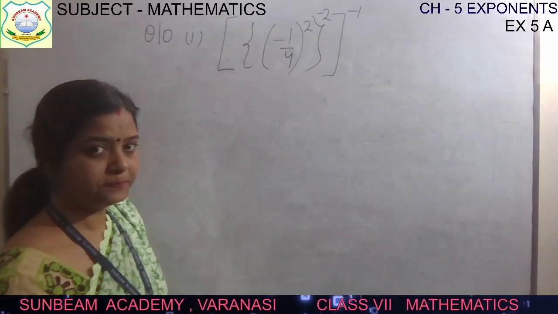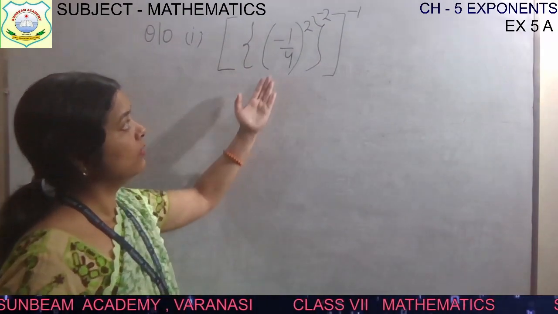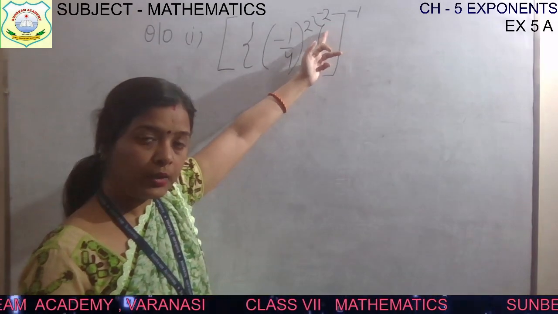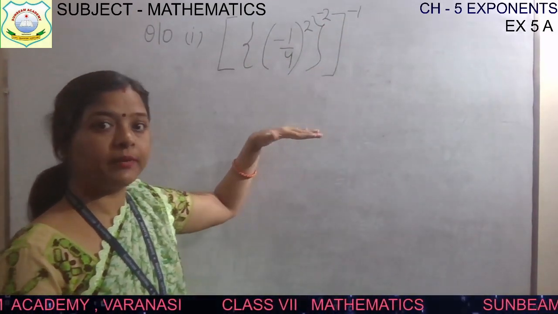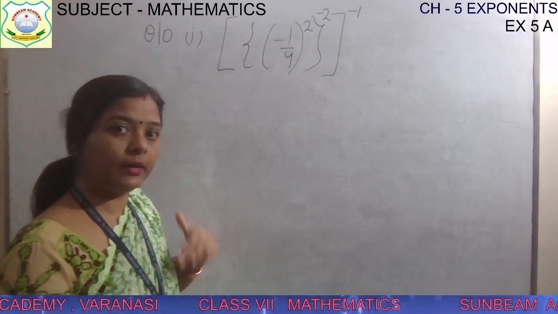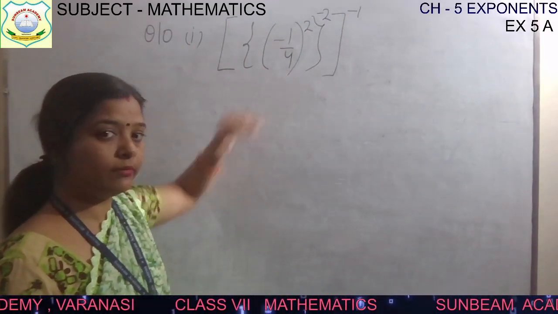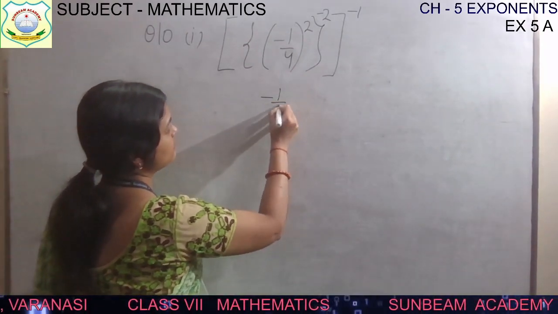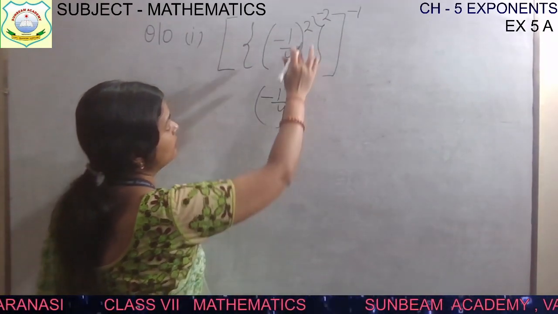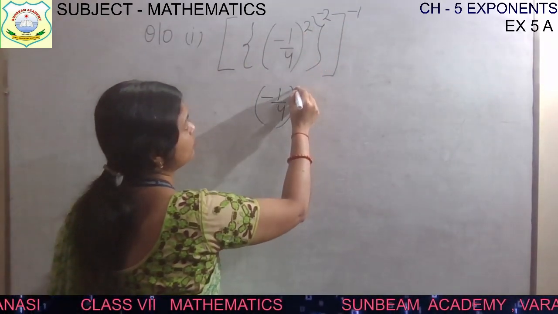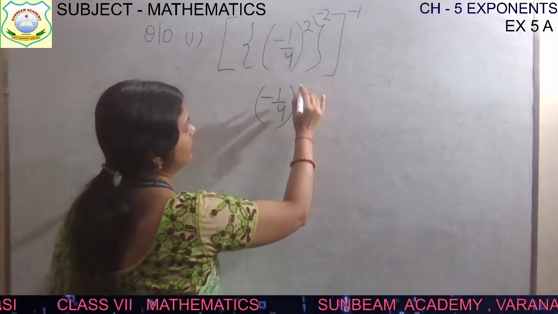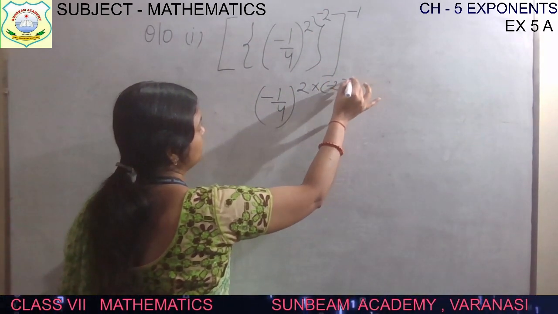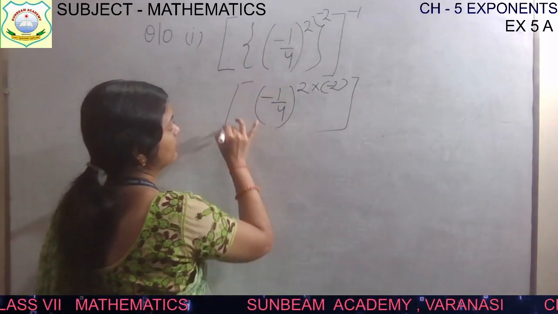See this, I have written. It is minus 1 by 4 to the power 2, whole to the power minus 2, and then to the power minus 1. 3 brackets are there. So we will open it one by one. From the innermost bracket we will open it. So first of all, see the innermost bracket. It is minus 1 by 4 to the power 2 into minus 2. So 2, you will write this power into minus 2. Okay.